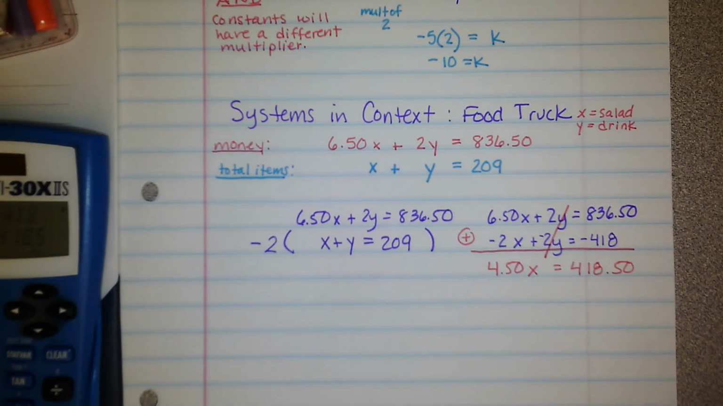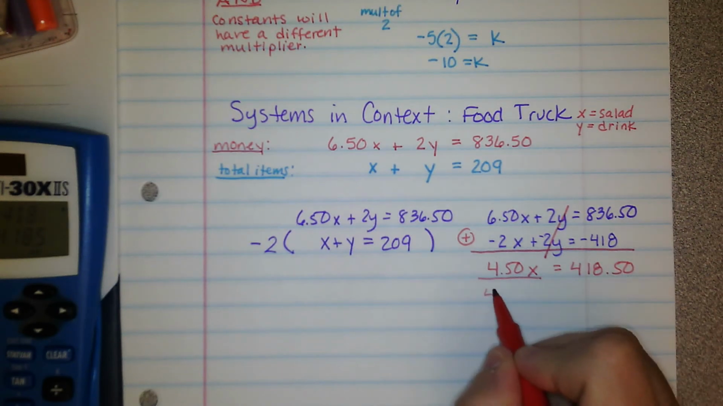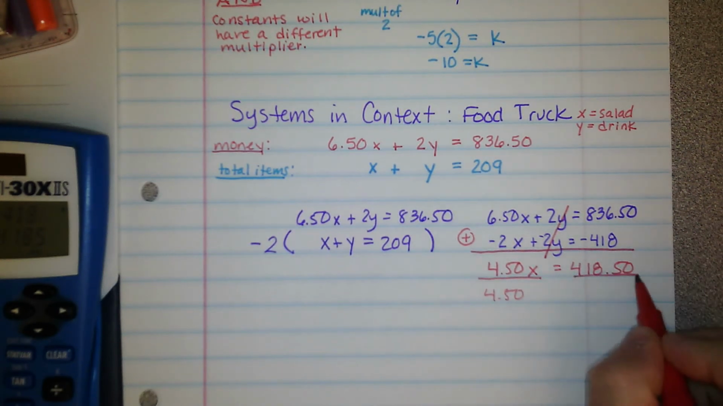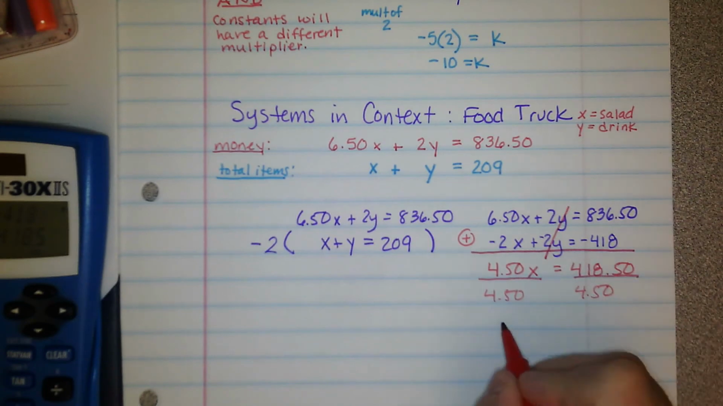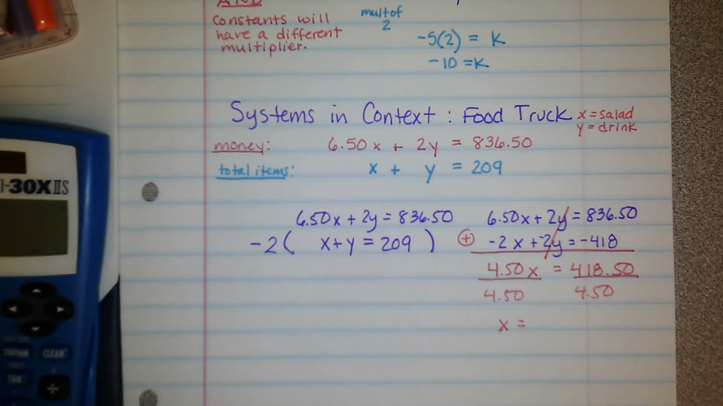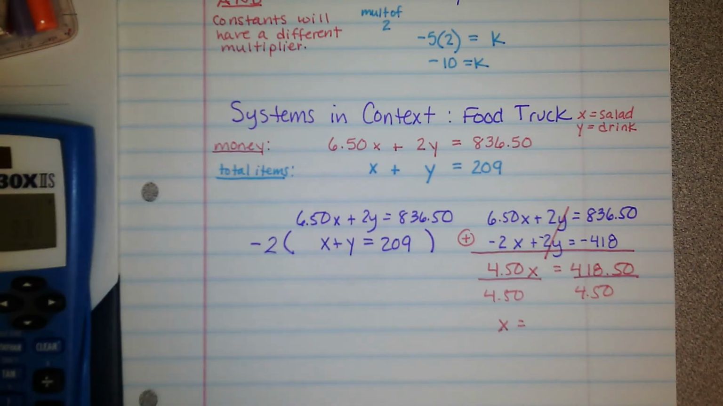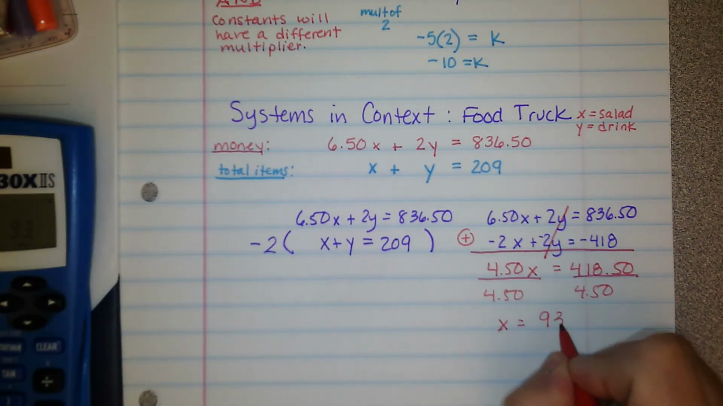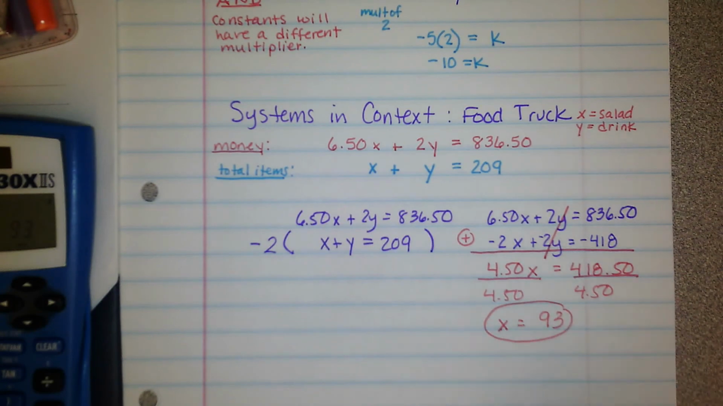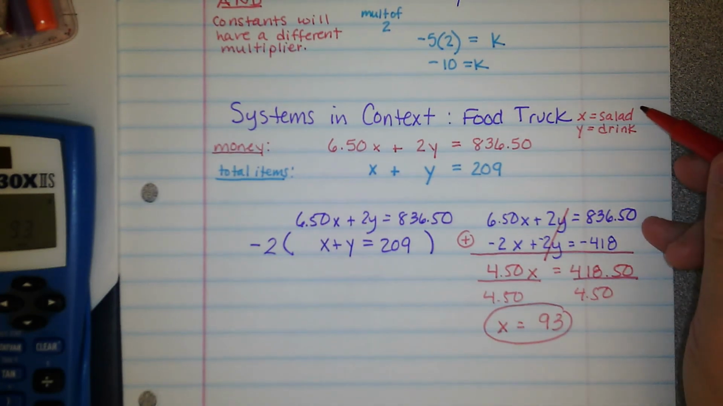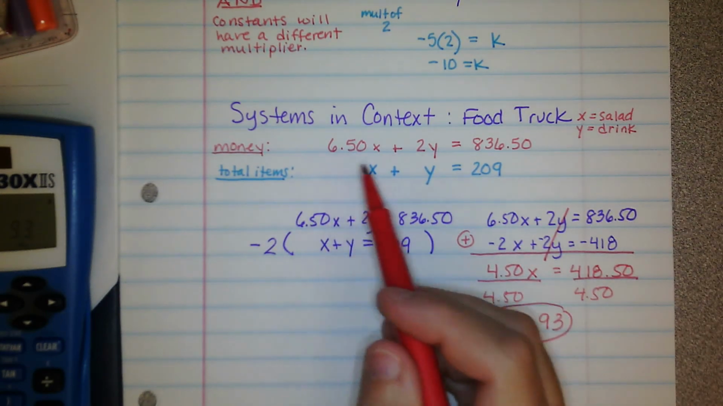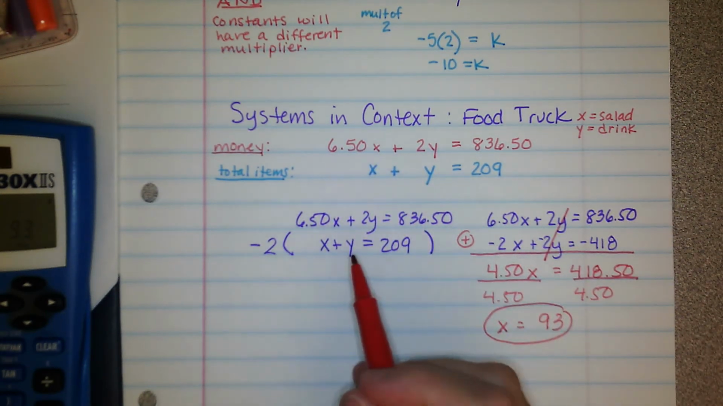And then what I'm going to do is divide by $4.50 on both sides. And that's going to give me my salad. That's going to give me how many salads I sold. And the answer to that is 93. So because I wrote up here that X represented salad, I knew that I needed to solve for X. And if I'm solving for X, I have to eliminate Y. That's why I did what I did here.